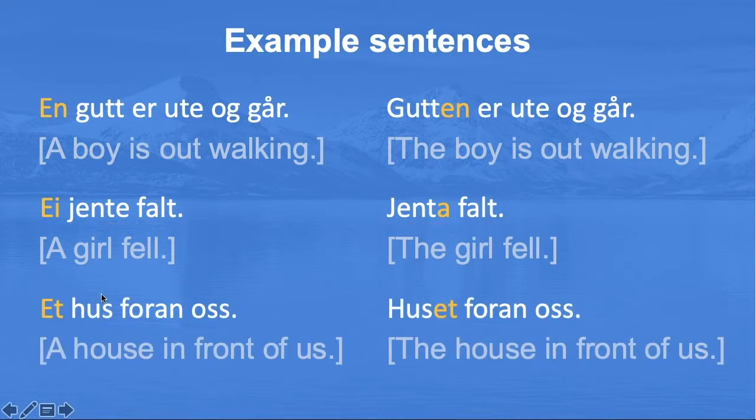And final example, et hus foran oss. A house in front of us. Here we have et hus, indefinite article. Huset foran oss. The house in front of us. Huset is definite article. The house, here we're speaking about a specific house.